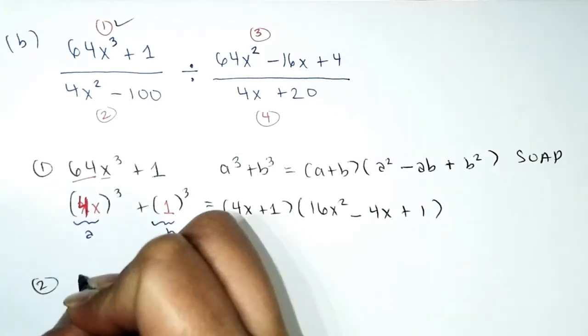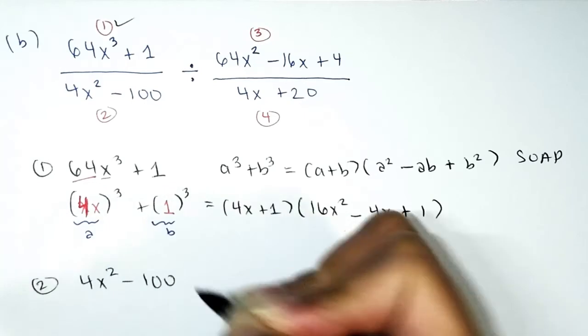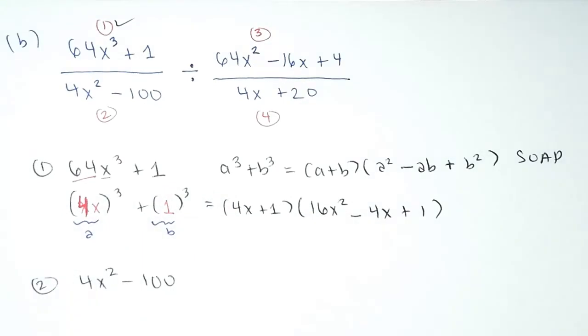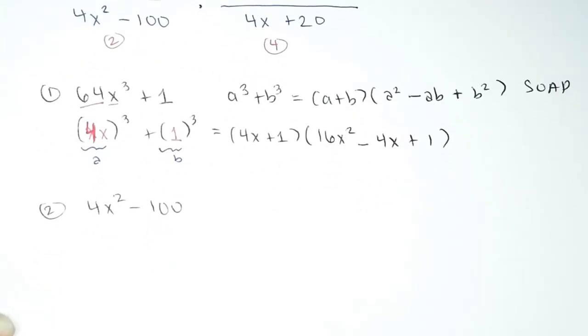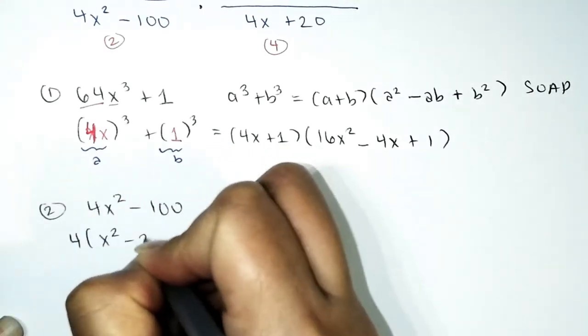Polynomial number 2, I need to enunciate my words. Okay, so we have 4x squared minus 100. Prerequisite step is to watch out for common factors. I think 4 goes into 100. Who has a calculator? Yeah? Okay, cool. So let's go ahead and factor out the common factor of 4. When we do, that will leave us with x squared minus 25.